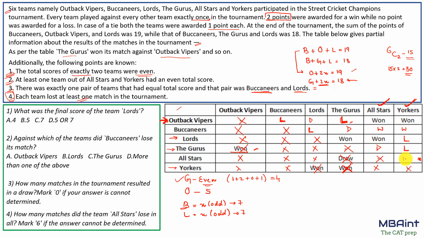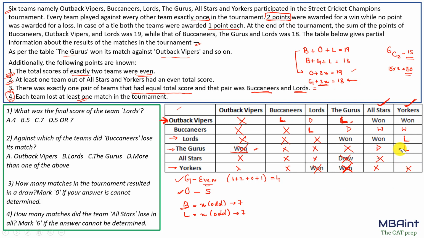If I make it as D over here, if I put draw over here, what would be the score of Yorkers? So win means loss for Yorkers, so 0. So we'll have 2, 2 and 1. Now if I sum this up, this would also be 0. Now if I sum this up, the score of Yorker would be 5, but this cannot be taken because already O is getting a score of 5 and it is clearly mentioned that exactly one pair of teams had equal total score. So I cannot put D over here. That makes sense.